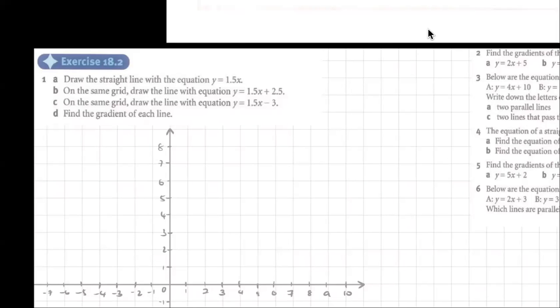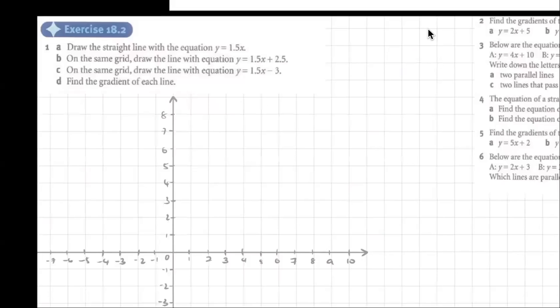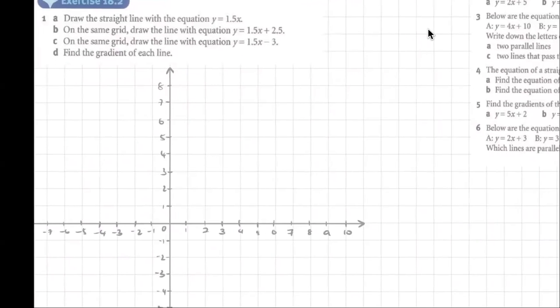Okay, let's look at exercise 18.2. Number 1, draw the straight line with the equation y equals 1.5x. So in order for you to draw a graph, you have to, at least, use a table to show the values of your x and y. If you want to do that, you can write it in written form as well.